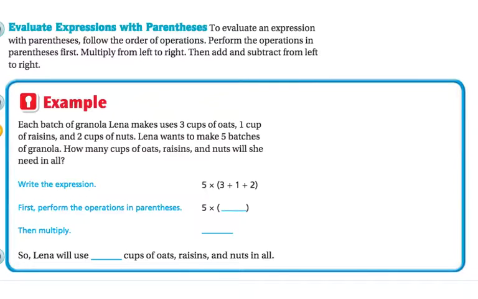Next, it says evaluate expressions with parentheses. To evaluate an expression with parentheses, follow the order of operations. Perform operations in parentheses first. Multiply from left to right, then add or subtract from left to right. So let's start with our example. It says each batch of granola Lena makes uses 3 cups of oats, so I'm going to circle that, 1 cup of raisins, and 2 cups of nuts. Lena wants to make 5 batches.